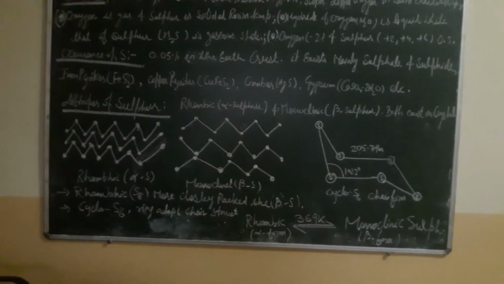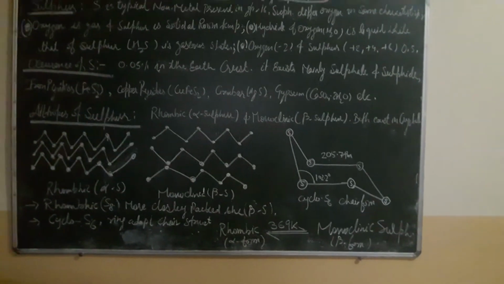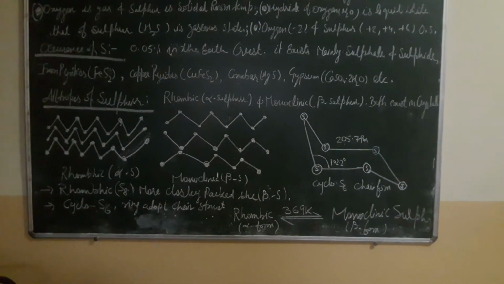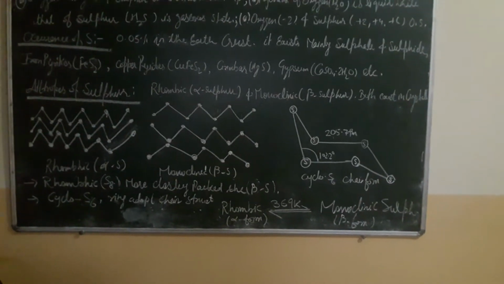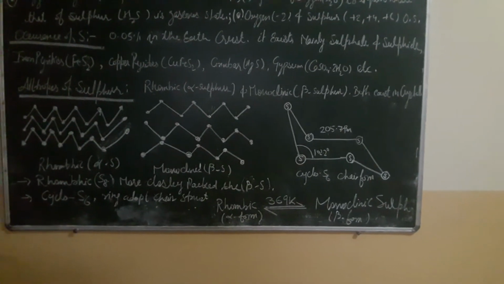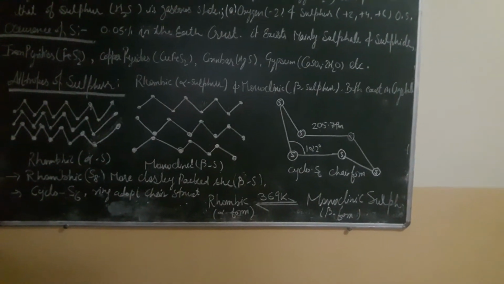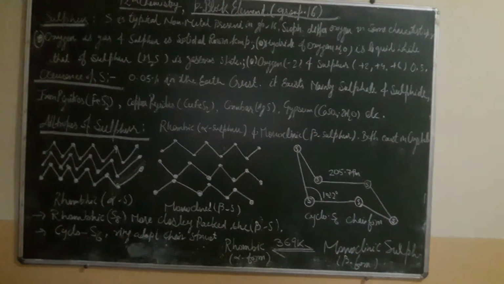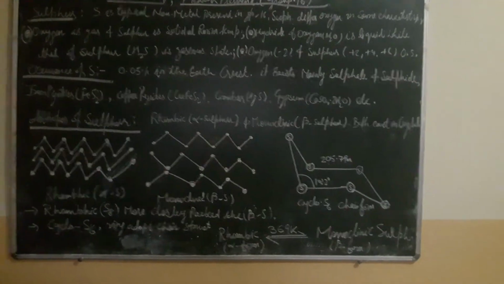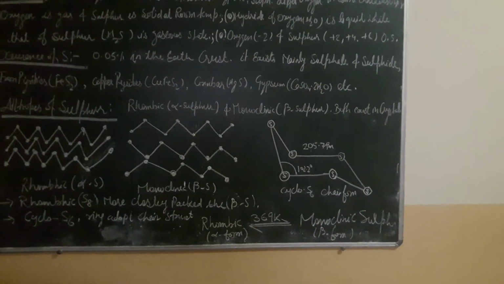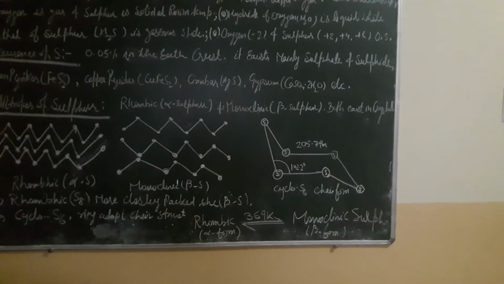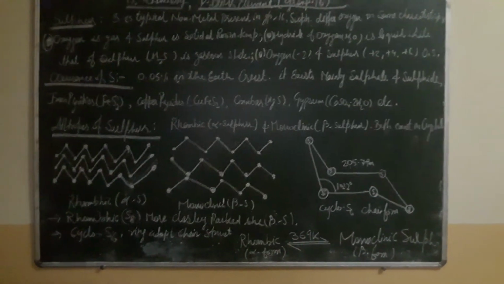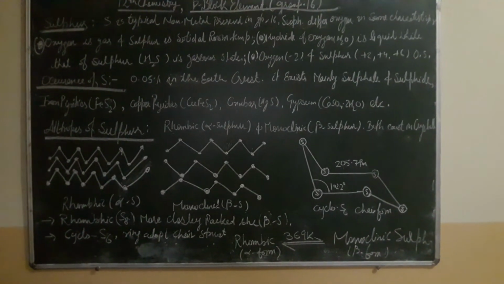Rhombic sulfur is a bright pale yellow solid, but monoclinic has a dull yellow appearance. Rhombic is stable below 369 Kelvin, and above that temperature it is converted into monoclinic. Monoclinic sulfur is stable above 369 K, and when the temperature falls it is converted into rhombic sulfur. At 369 K both rhombic and monoclinic sulfur are in equilibrium, and this is also called the transition temperature.